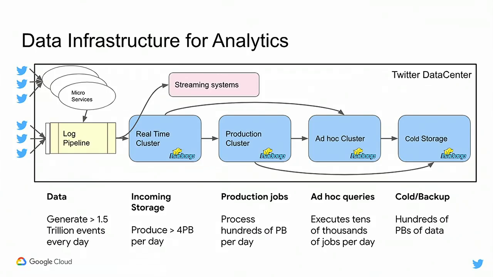Apart from our batch analytics, the log pipeline will also stream some of the events for our real-time computing. So we use Apache Heron as our real-time computing framework. So today, overall in our clusters, we crunch hundreds of petabytes of data every day, across thousands of jobs running every day, right?